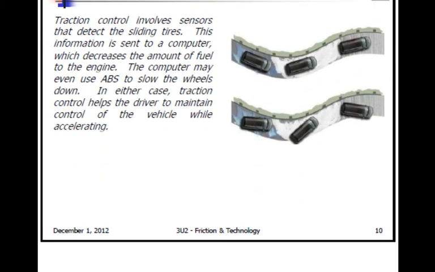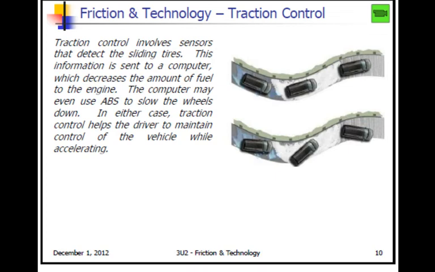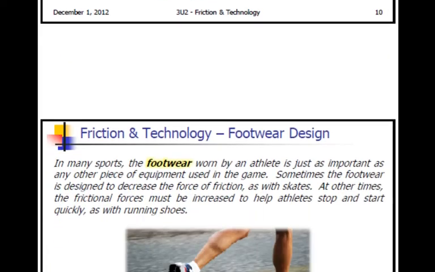So there are sensors that would detect the sliding tires, and this would be sent to the car's microprocessors, which would then use the ABS system to slow down those wheels. That then helps the vehicle driver maintain control of the vehicle even while it's accelerating.